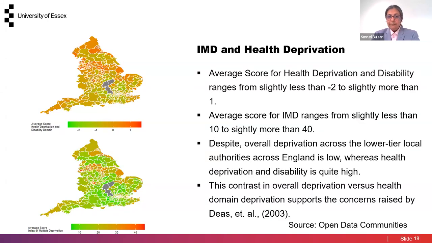Okay, so now if we compare the average score of overall IMD and health deprivation, you will see that while overall deprivation seems to be low, health deprivation seems to be high. From the color that you can see in the maps, the health deprivation index is more brown and red, whereas overall IMD is relatively greener.